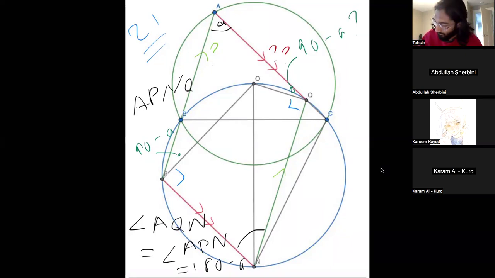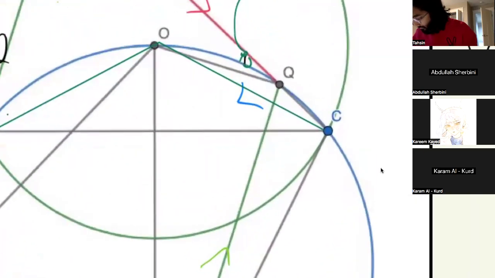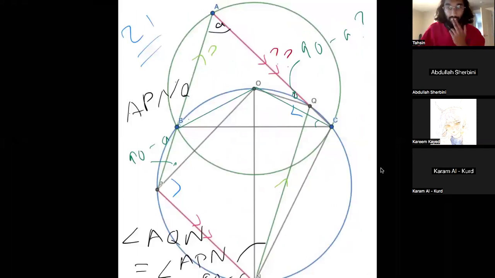Maybe let me explain what I mean. I drew in these two line segments, and the point of this was that now these angles we care about, one of them becomes this.